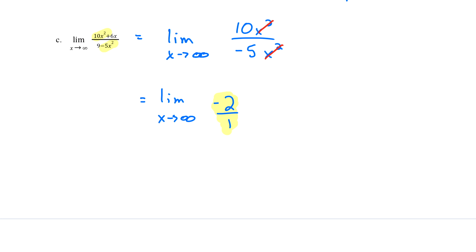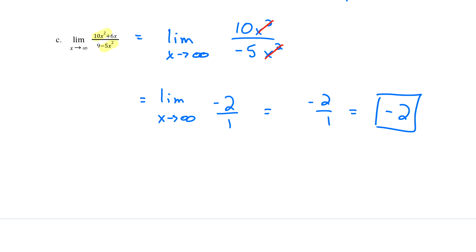There is no x here. There's no power of x. There's nowhere for me to plug in x or anything like that. So it doesn't depend on x. So it actually doesn't matter what x is approaching. It's just always going to be negative 2. It's always going to be, if you want to say negative 2 over 1, or just negative 2. There's our limit.